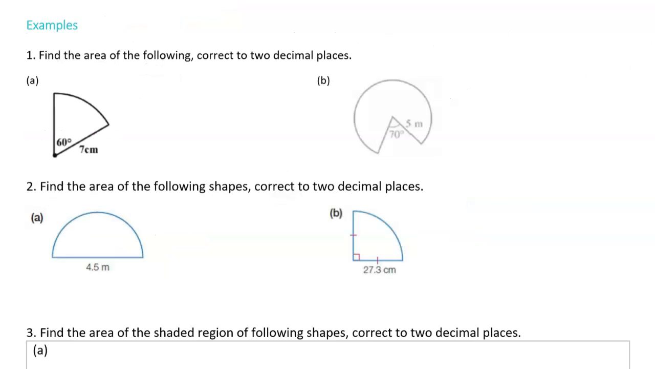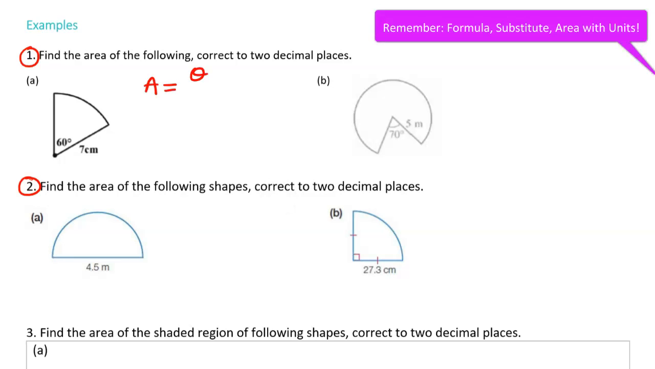So we've got a couple of sectors here, and in fact questions 1 and 2 are all about sectors. We've got some special sectors in question 2 that have names, but they're all sectors. So area equals theta over 360 pi r squared. Now that theta, the angle here, that's 60 degrees. So 60 over 360 pi times, let's put in our times because we're substituting, and the value of r was 7, so times 7 squared.